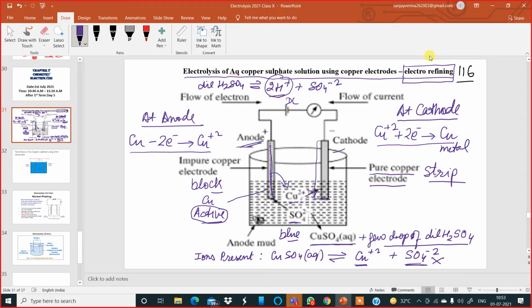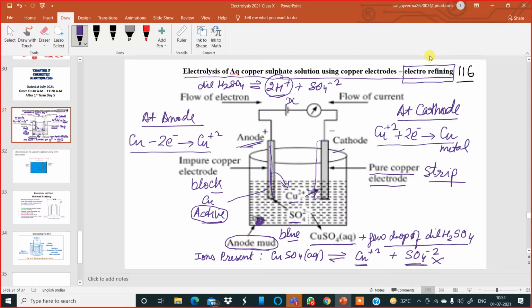Am I clear? Very good. Now, all the impurities present on the impure copper block settle down at the bottom of the electrolytic cell, and it is named as anode mud. It is named as what? Anode mud. Am I clear?